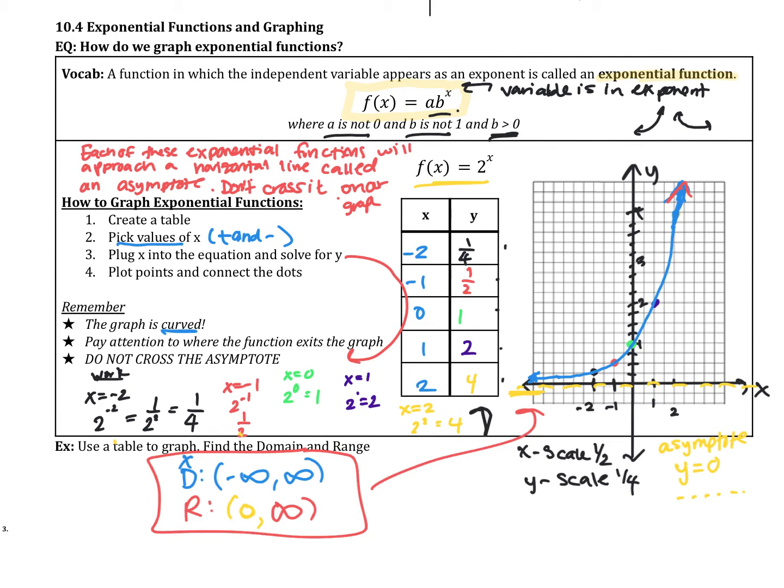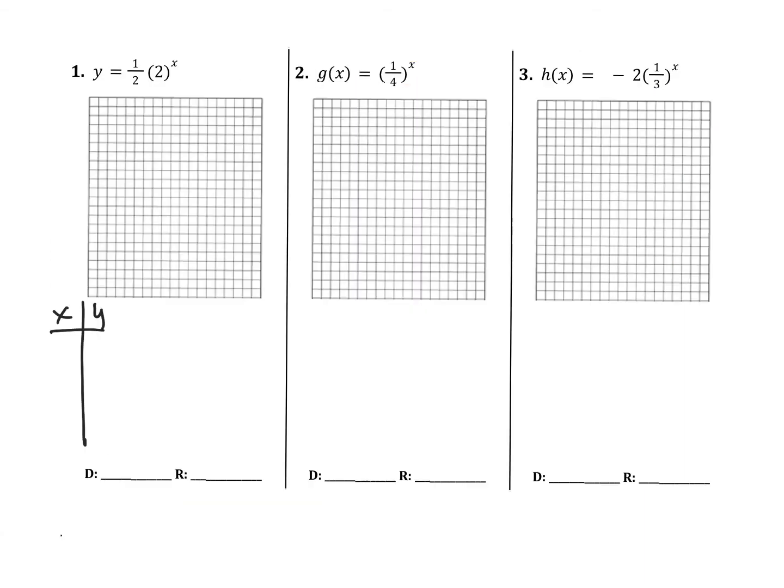And that's really all we're going to do. We're going to practice this 3 more times, making our table, choosing our x values, plugging them in to find our y values, sketching our curve with our asymptote, and then identifying the domain and range. We're going to practice that whole process 3 more times. All right, so here we go.